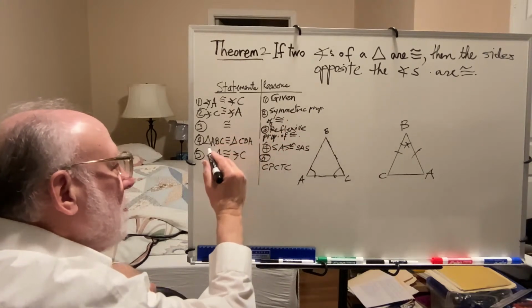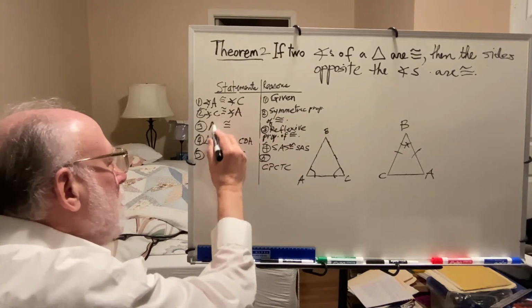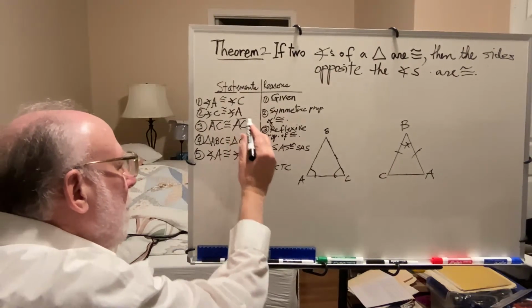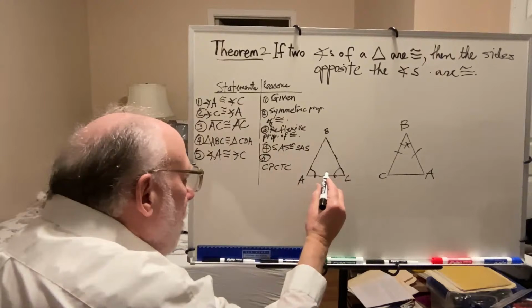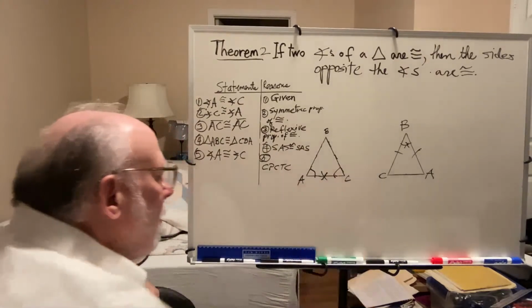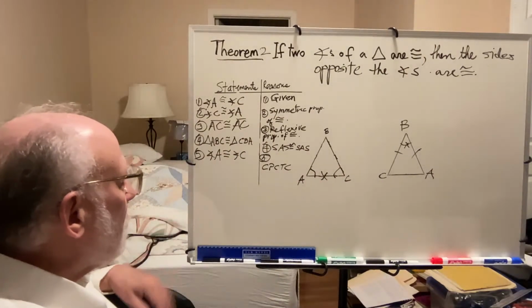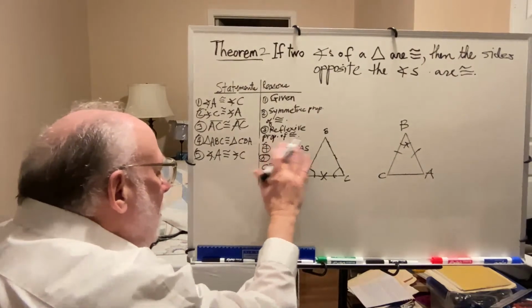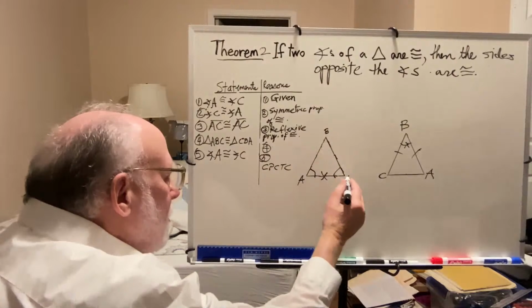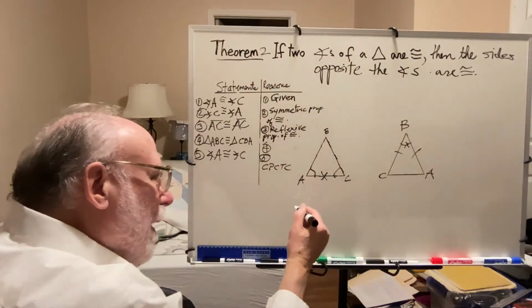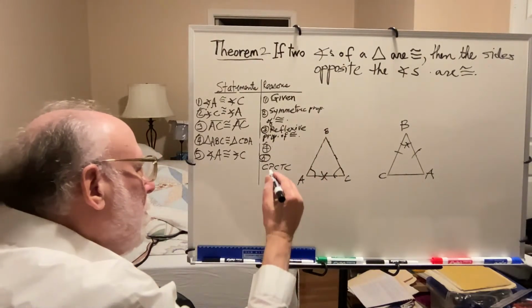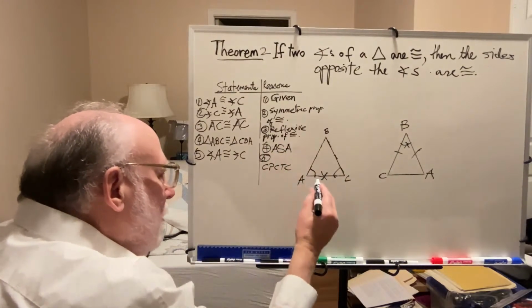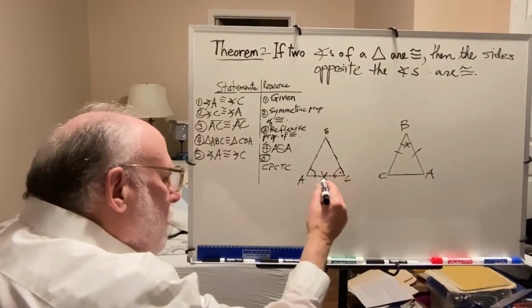And now AC is congruent to itself. So triangle ABC is congruent to its reflection, CBA. That would be by ASA, angle, side, angle.